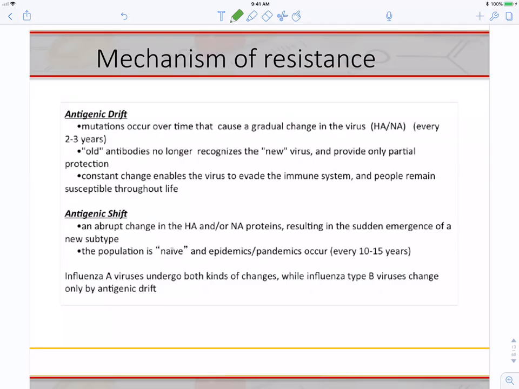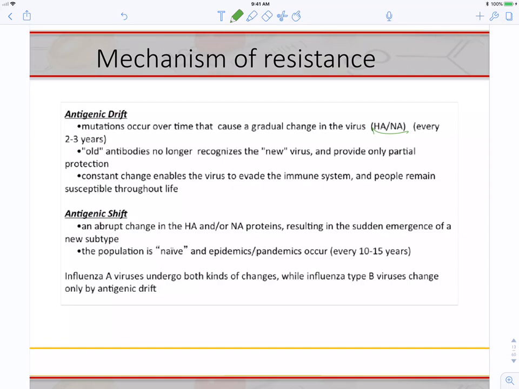So what causes resistance, both to the vaccination efforts and to some of the antiviral agents we will cover? We have antigenic drift, which is basically mutations to HA and NA that occur over time, and those are very gradual. That causes antibodies to not recognize the new virus anymore. So we provide only partial immunity, and that's why we get the flu every year. It's a constant change, basically.